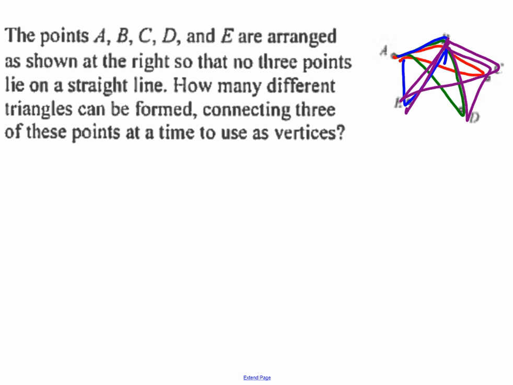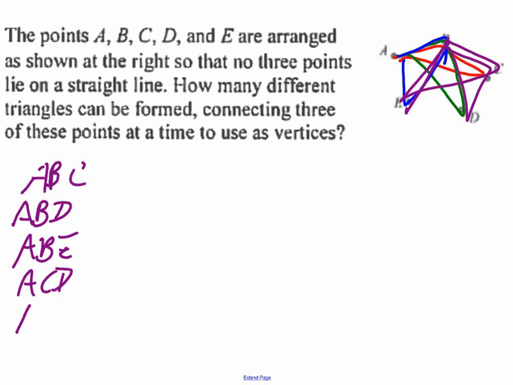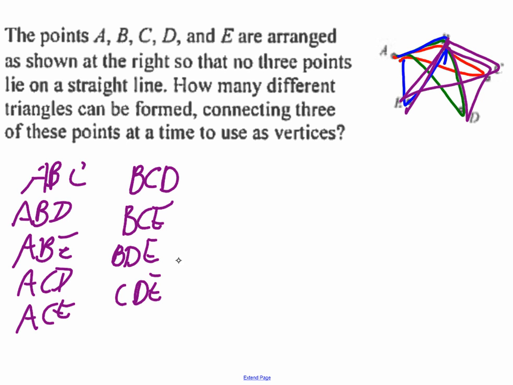If I follow a systematic order, I'm going to end up with A, B, C; A, B, D; A, B, E; A, C, D; A, C, E; B, C, D; B, C, E; B, D, E; and C, D, E. And in total, I'm going to have 10 different triangles that I could make.